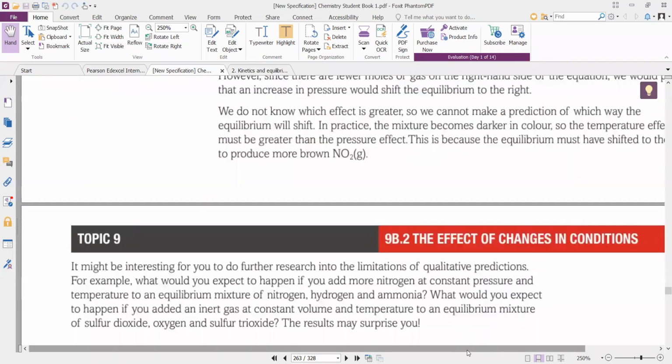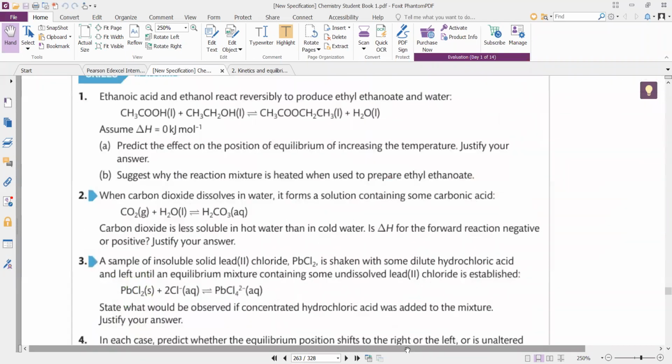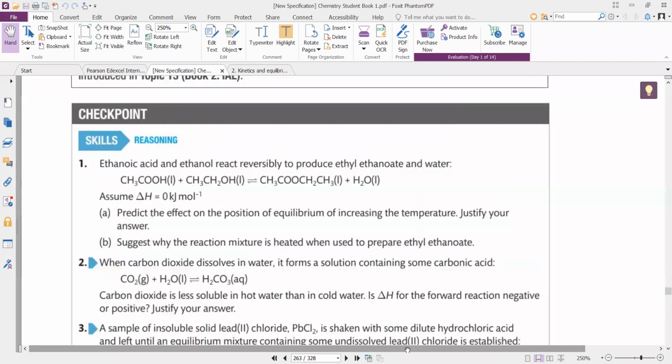Page number 251. Checkpoint 1, 2, 3, 4. Okay, first we'll do checkpoint 1 and 2.